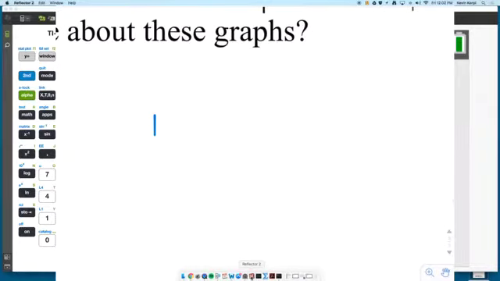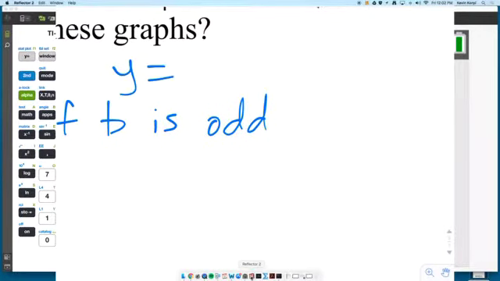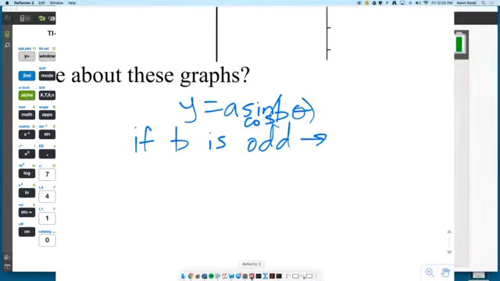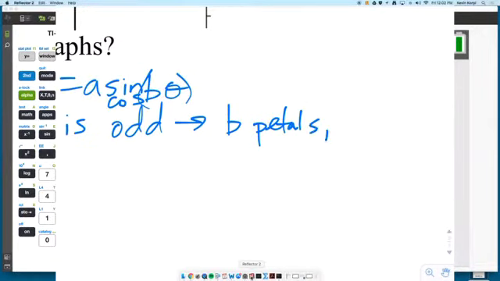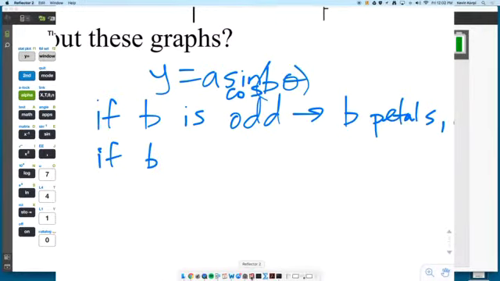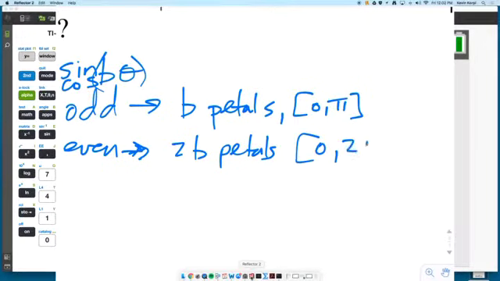So as it turns out, let's say this right here, if B is an odd number, in the form y equals a sine or cosine, it doesn't matter, of B theta, if B is odd, you're going to see B petals, and it's going to trace out from 0 to pi. If B is even, you're going to see 2B petals, and it's going to trace out from 0 to 2 pi.